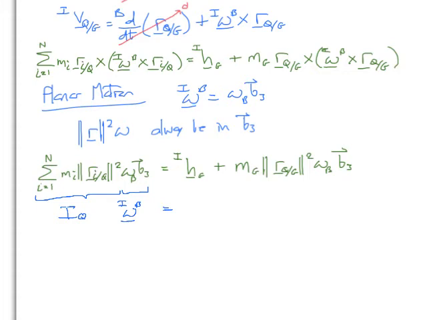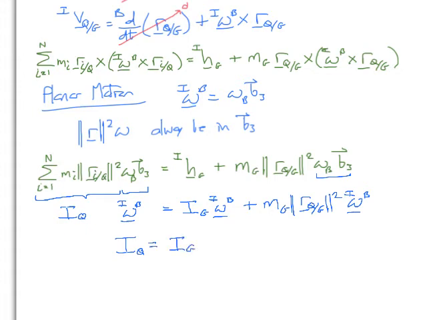This is equal to the angular momentum about the center of mass, which is the moment of inertia about the center of mass multiplied times omega B as observed in I. Then we carry these terms down, the mass of the entire rigid body and the norm of Q with respect to G squared, and then our last term again is omega B as observed in the inertial reference frame. And so if we pull out our omega of rigid body B as observed in the inertial reference frame, we get this scalar equation: the moment of inertia about the point Q is equal to the moment of inertia about the center of mass, plus m_G times the norm of Q with respect to G squared.